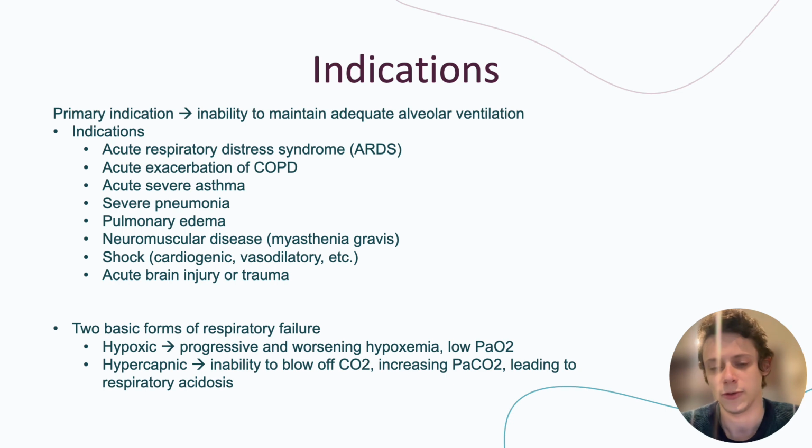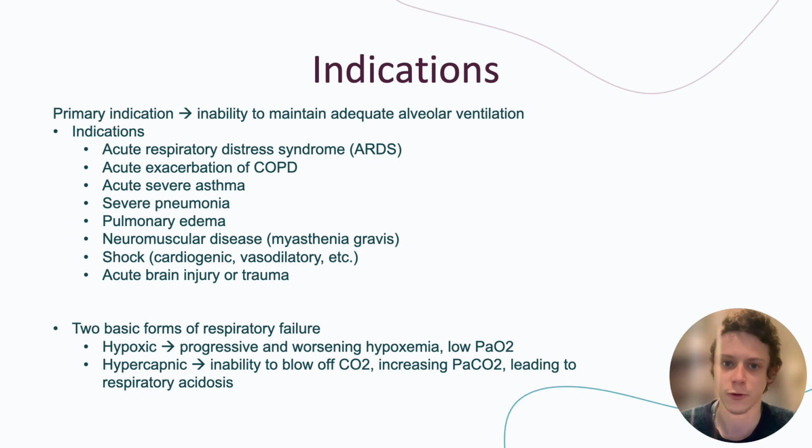So what are the indications for mechanical ventilation? Basically, it can be boiled down into a single primary indication of an inability to maintain adequate alveolar ventilation, which essentially means the patient doesn't have the respiratory drive or capacity to properly ventilate on their own and requires the support of a ventilator for their respiration. Some indications are listed below. Some of note could be acute respiratory distress syndrome, severe pneumonia, a neuromuscular disease such as myasthenia gravis, shocks like cardiogenic and vasodilatory, and different types of traumas like acute brain injuries.